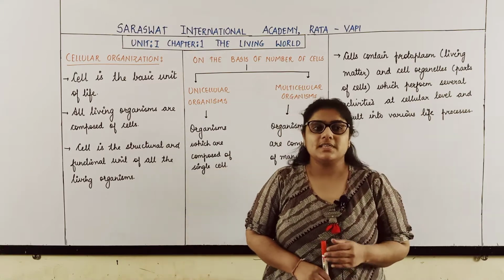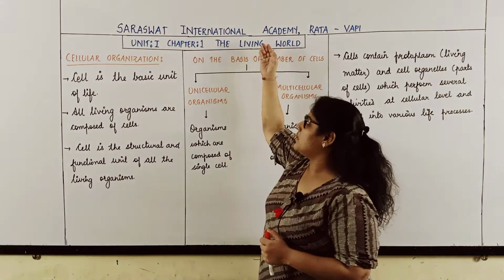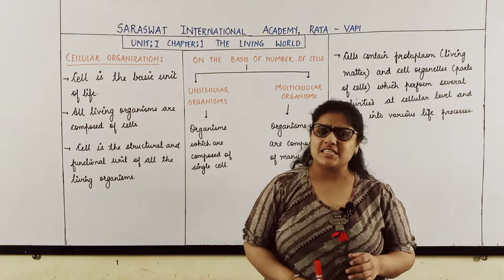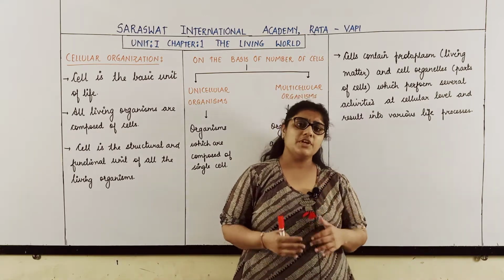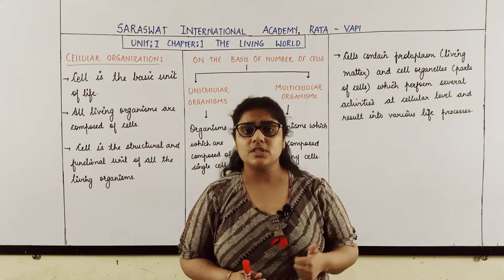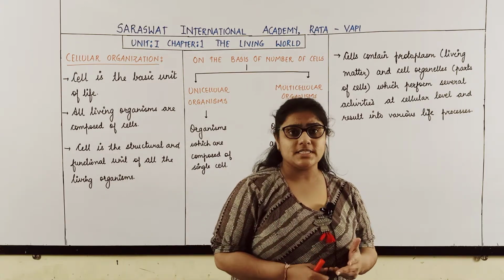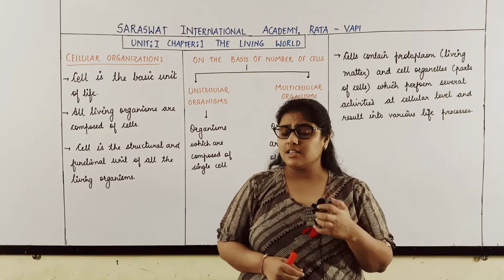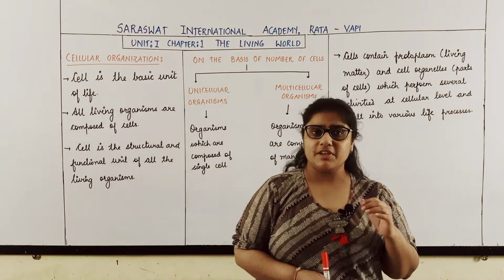Today students we will discuss the next part of our chapter, the living world, chapter 1 from unit 1. Now students, lastly we have studied certain characteristics of living organisms. We know the main characteristics of living organisms are growth, reproduction, then metabolism, cellular organization, and lastly consciousness. These are the 5 main properties possessed by living organisms.